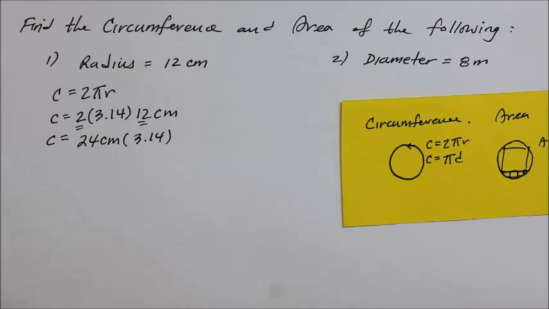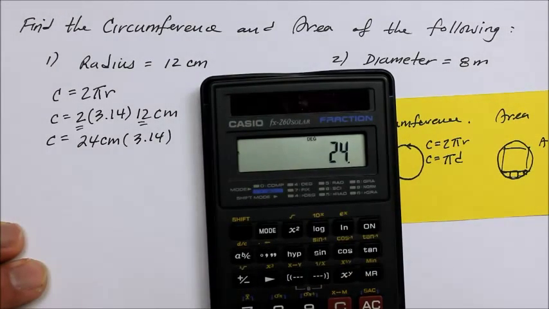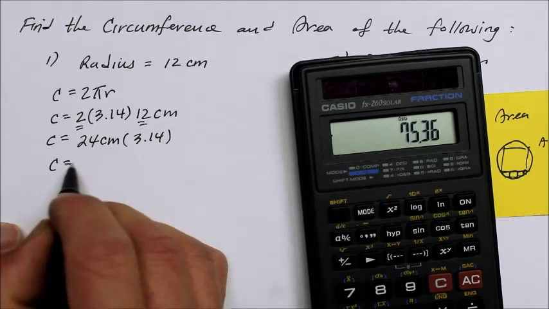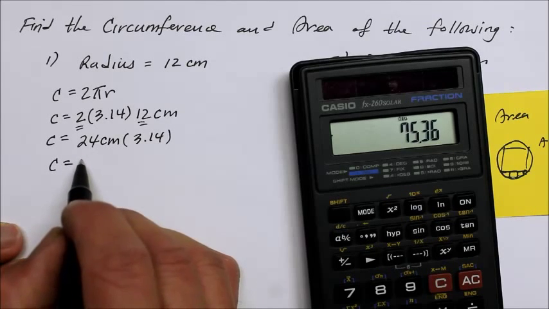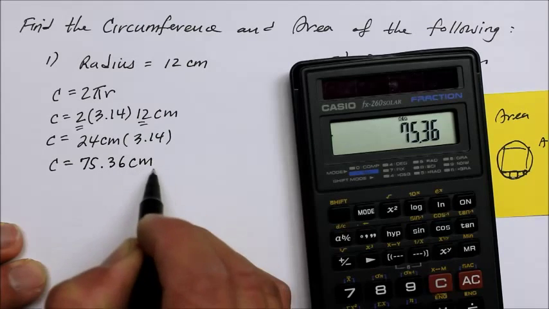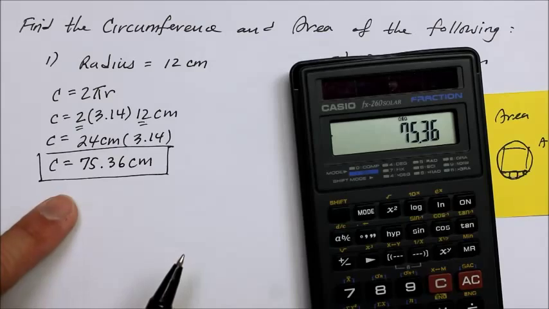And to make things a lot faster, we'll just simply use a calculator. So 24 times 3.14 gives me 75.36. The circumference, the distance around the circle, is 75.36 centimeters long. Not squared. Students make that mistake commonly.